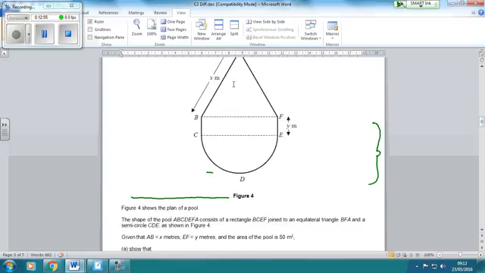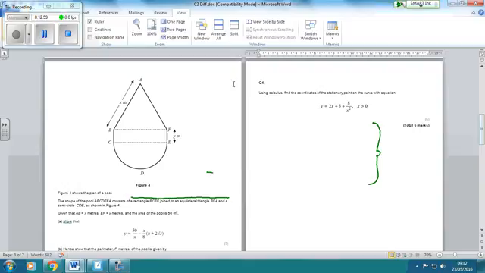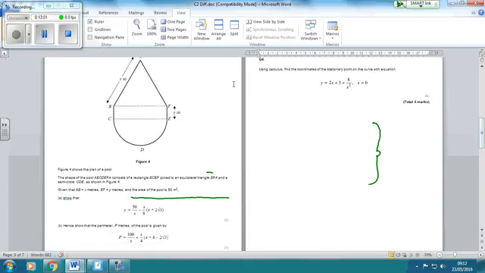I'm trying to make this a little bit smaller. There we go. So let's write down stuff that we know. We know that's an equilateral triangle. So we know that this is x here. We know that that's x. We know that this is y.